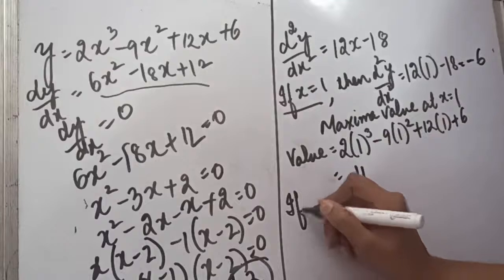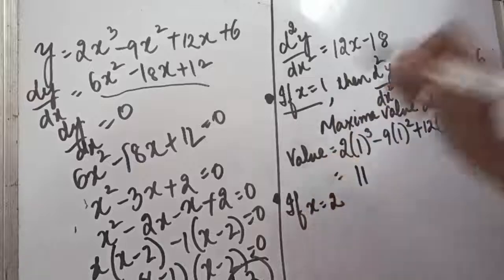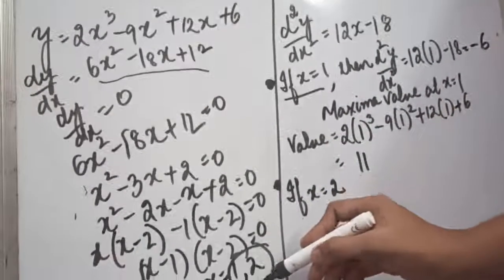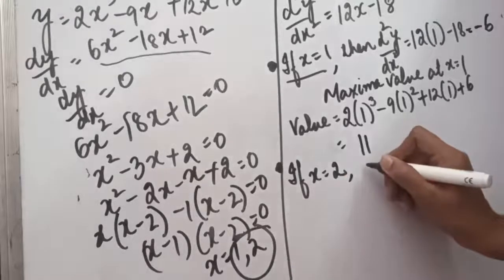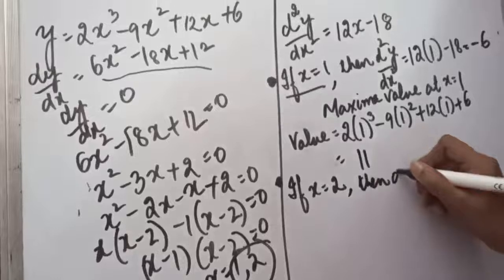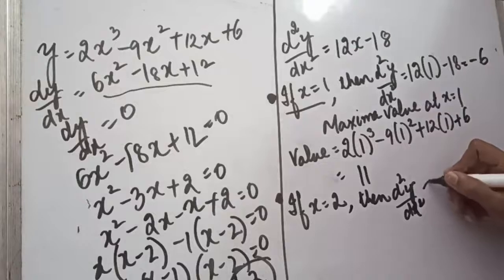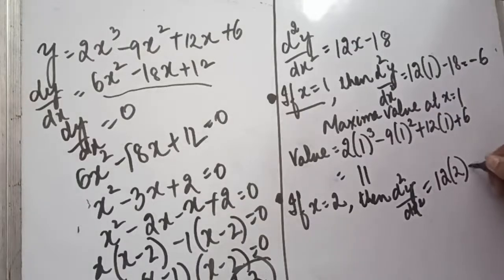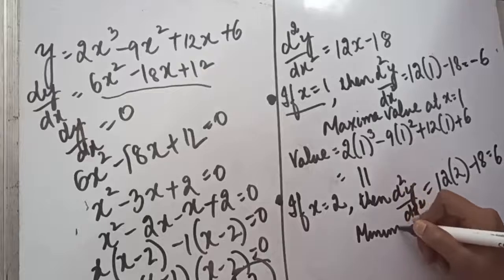Now coming to the second value of x. This was the first part of our answer. Now this is the second part of our answer. Now if x equals 2, from here we have used 1. Now if x equals 2, then what will be the value of our re-derivative, d²y/dx²? Putting the value of x into this, it will be 24 − 18, that is 6. Now it is a positive value. If it gives us a positive value, it means it is showing the minima value.